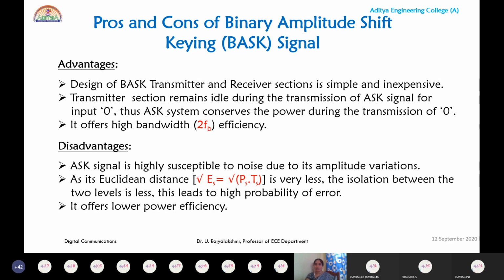Anyhow, time is up. I have one more session for the C section now. So tomorrow we can continue the advantages and disadvantages of ASK signal. Till now we completed the generation of ASK and two types of detection, coherent and non-coherent detection. In the next class we can continue with the binary PSK technique. After completion of the advantages and disadvantages of ASK, we can go through the phase shift keying technique.